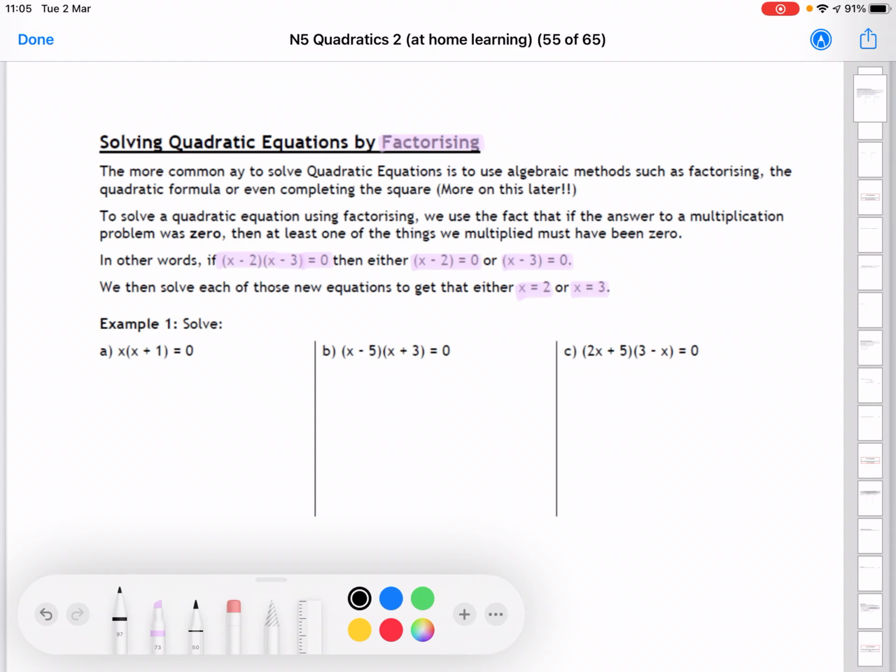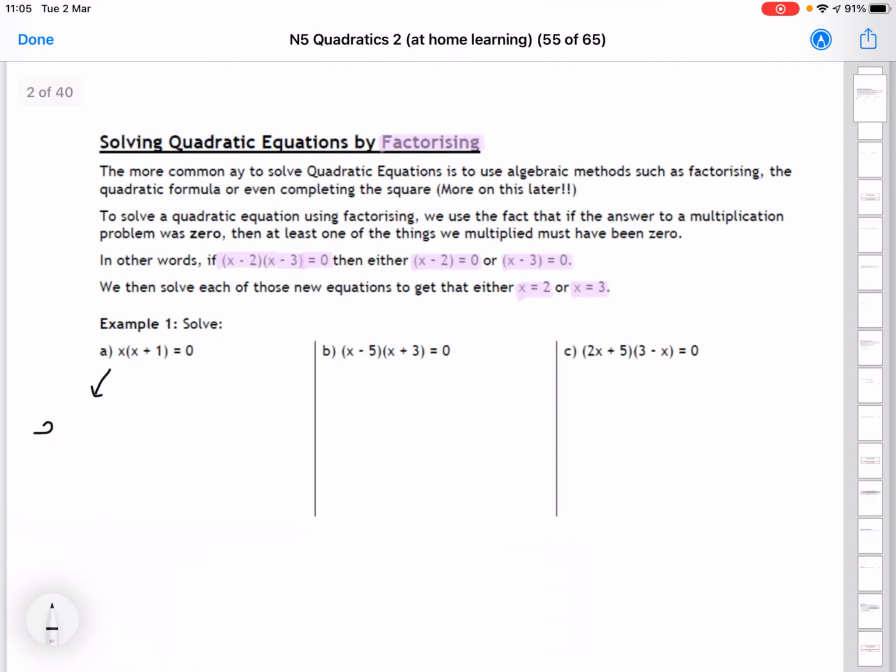These have already been factorised for you, so I'm going to go straight into solving. This first one we have x bracket x plus 1 equals 0. In this case, to get 0 as an answer, either the x on the outside has to be equal to 0 or the bracket x plus 1 has to be equal to 0, so that when we multiply those together, we get 0 as an answer.